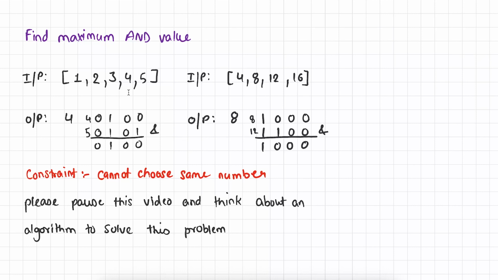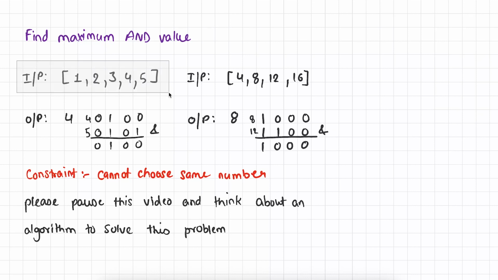We are given an array of numbers and our task is to find a pair of two numbers such that when we take the bitwise AND of the two numbers we get the maximum number. This problem is a little bit tricky to understand. So to get a better understanding of this problem, let's see a few examples.